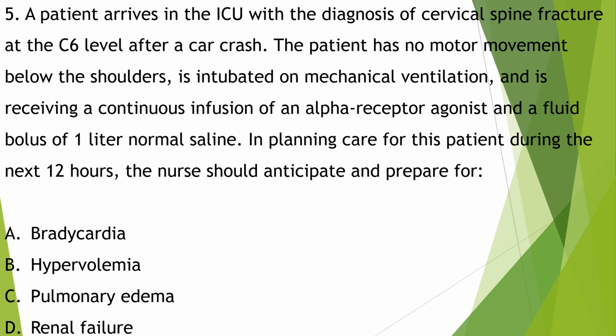pulmonary edema, renal failure. The patient is at high risk for bradycardia due to absence of sympathetic innervations below the C6 level, and an unopposed parasympathetic response. It is important for the nurse to anticipate this complication of bradycardia in order to rapidly intervene. Administration of a parasympatholytic, atropine, and transcutaneous or transvenous pacing are possible treatments for bradycardia in neurogenic shock.